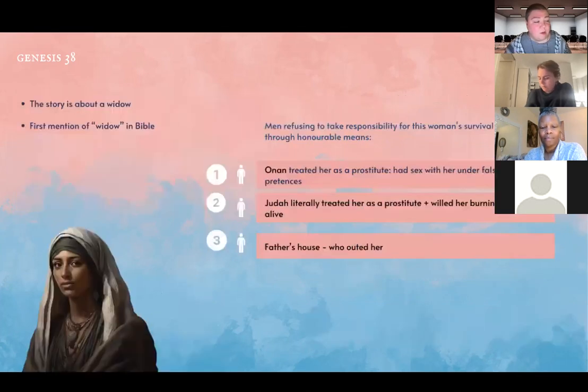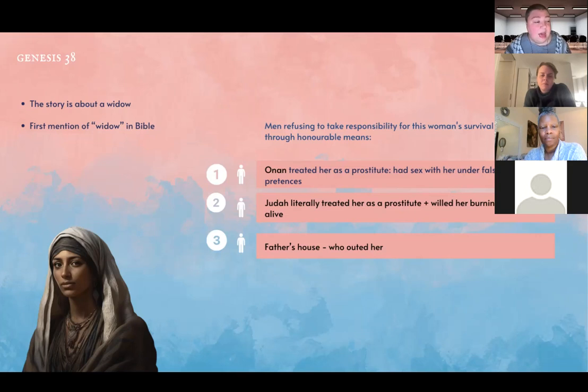The story of Tamar is the story of the widow. In fact, it's the first mention in the Bible of the word widow. She is a widow who has been failed by the choices of Onan and of Judah, by two men who refused to take responsibility or care for this woman's survival through honorable means. Onan, in essence, treated her as a prostitute. He had sex with her under false pretenses. Judah literally treated her as a prostitute and called for her to be punished as one.